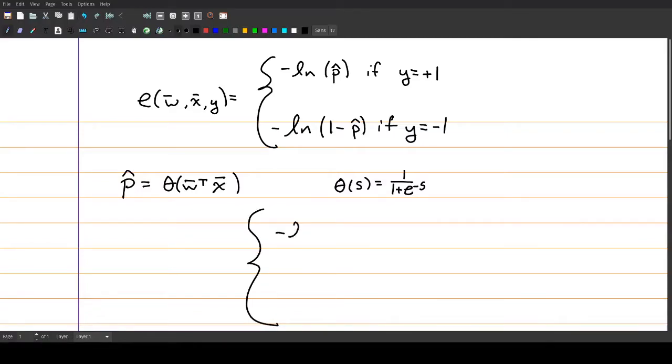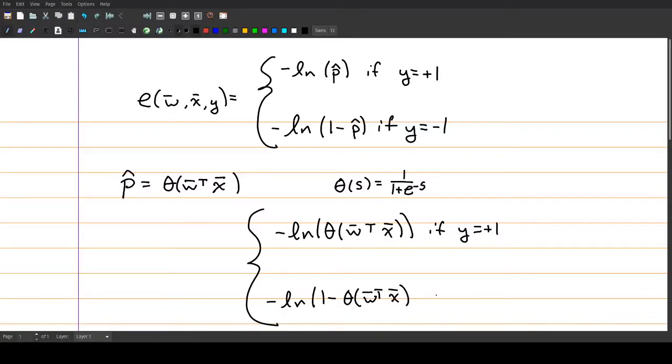Then you get minus natural log of theta of w dot product x if y is equal to plus 1. And you get minus natural log of 1 minus theta of w dot product x if y is equal to minus 1.